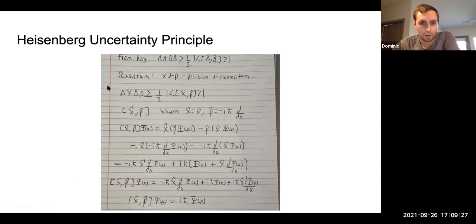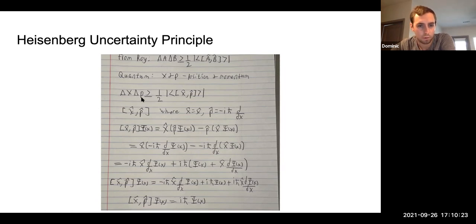I wrote this out on paper because that was the best way for me to get this in. Last week, I think Roy gave us this general formalization of uncertainty principles, where delta A, delta B is greater than or equal to 1/2 of the magnitude of the expectation value of the commutator of A and B. And in quantum mechanics, a lot of the time we look at position and momentum, which have a canonical commutation relationship. So I'm just going to plug X and P into what Roy gave us and show what the final uncertainty relationship is for X and P, your position and momentum.